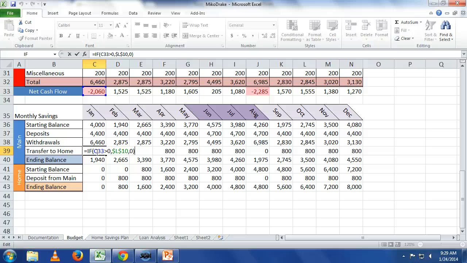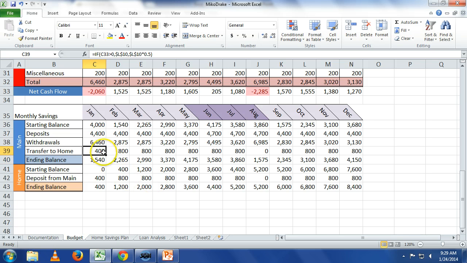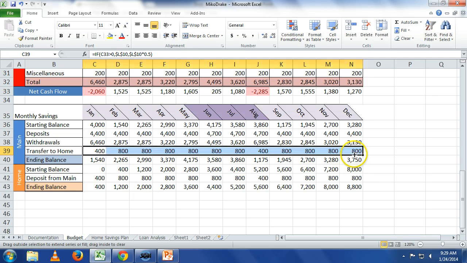The 0 would change from 0. Now it would be what? Because this is the false. L10 absolute times 0.5. And I didn't make L10 absolute, but I will. And if I drag that over, you see now those 2 months that were zeros are now 400. And I look at this, I end up with a little bit more money in my home account. A little scary there in January, I only have $1,500, and only in August only $1,175. Yeah, but I guess I could live with that.